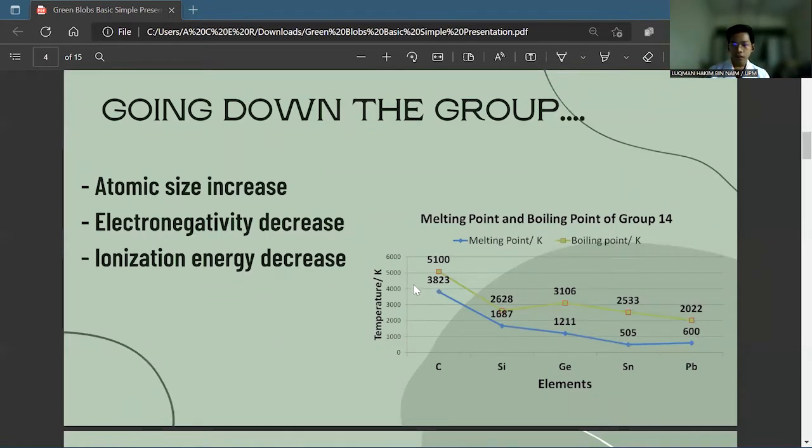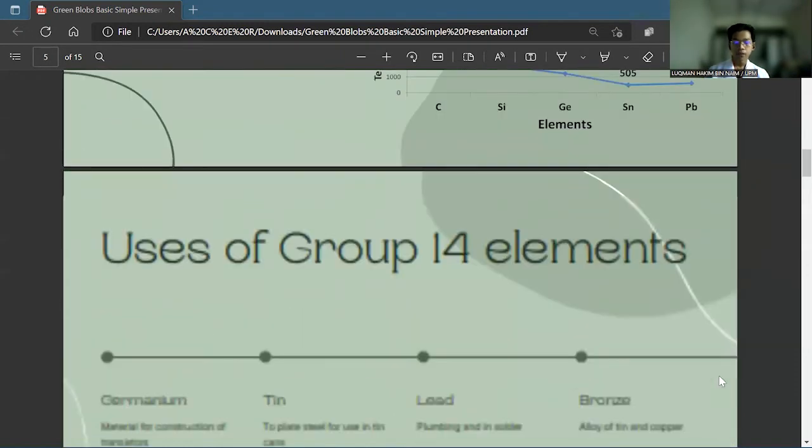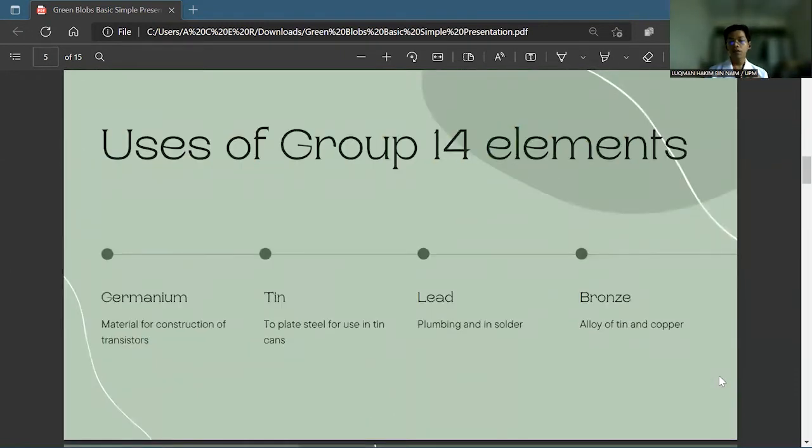As you can see in the graph that we created, the melting point and the boiling point of group 14 decrease each time. So what are the uses of group 14 elements? Germanium is commonly used as a material for the construction of transistors, tin to plate steel for use in tin cans, and lead for plumbing and in solder. Plus, bronze is an alloy of tin and copper.